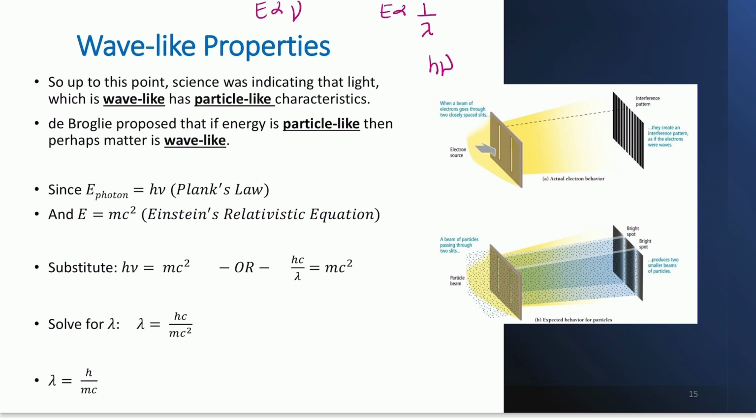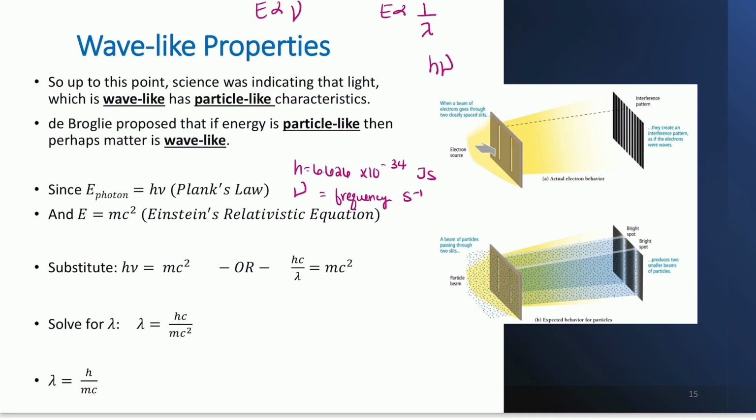And so we know that the energy of one photon is equal to h nu. That's Planck's law. H being Planck's constant, 6.626 times 10 to the minus 34 joule seconds. And we know frequency is in seconds to the minus 1. So when you multiply these together, it gives you energy in joules.